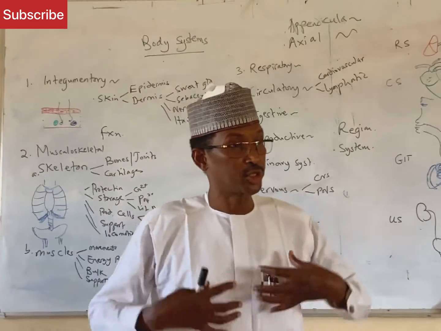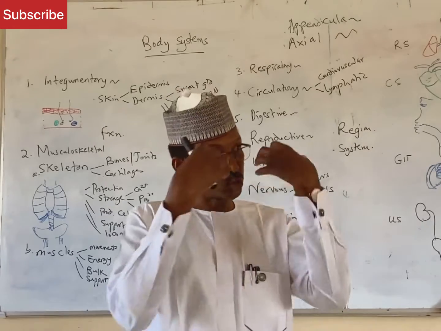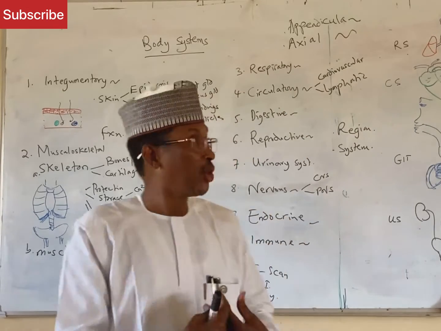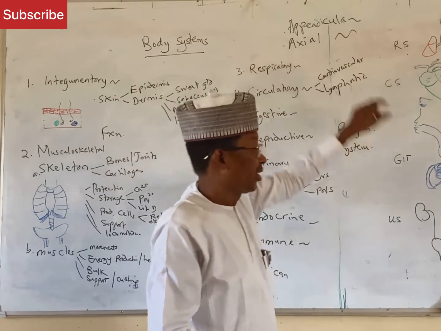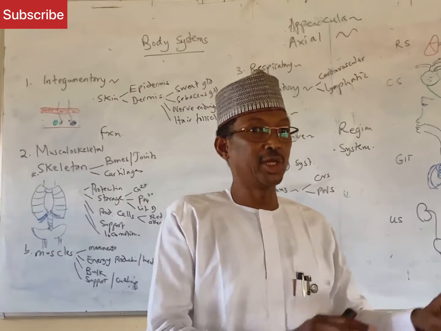And the trunk consists of the thorax, abdomen, pelvis, and perineum. That is what we call the axis because it is in the midline. Then the appendicular region is both the upper and the lower limbs. So we have basically two regions.